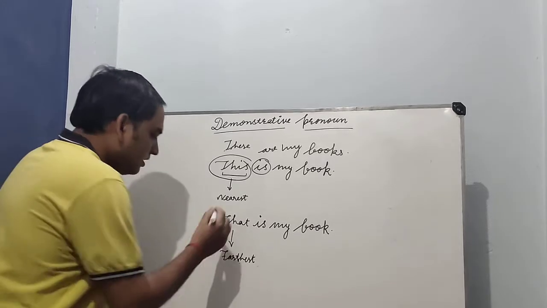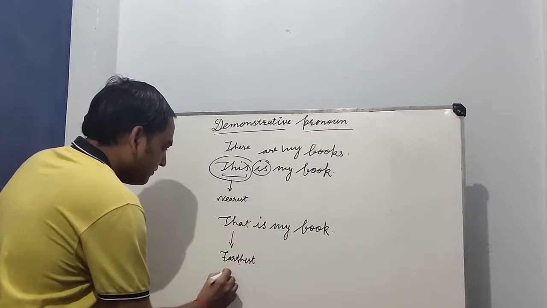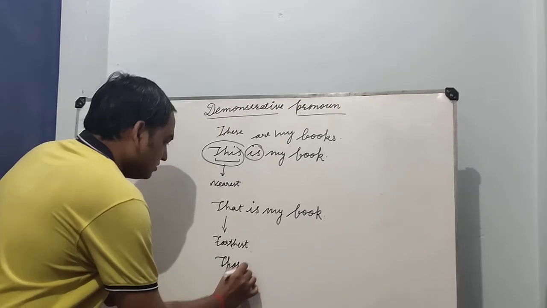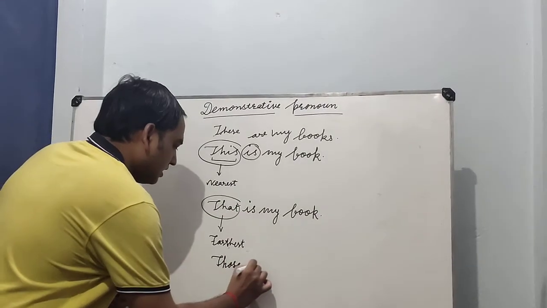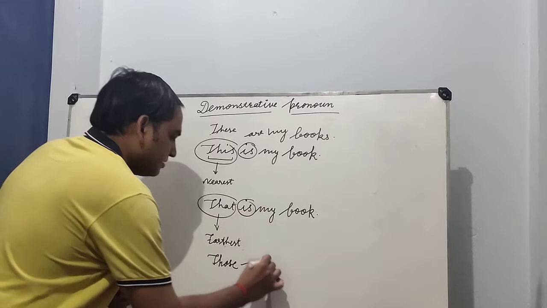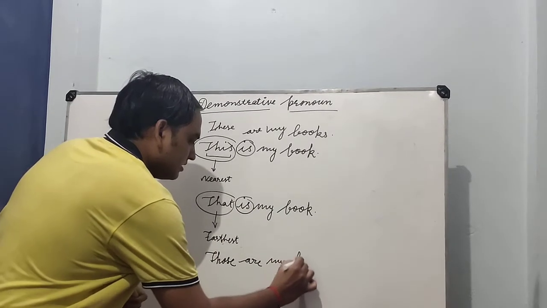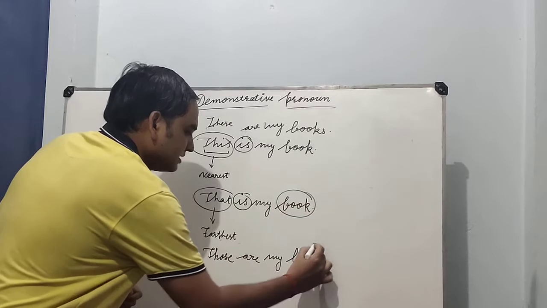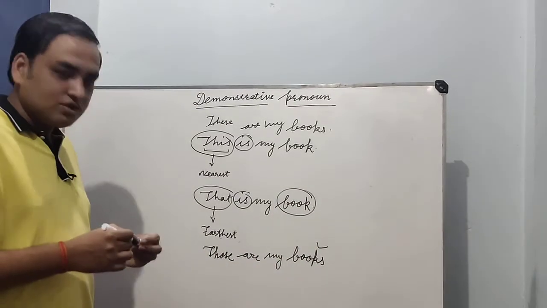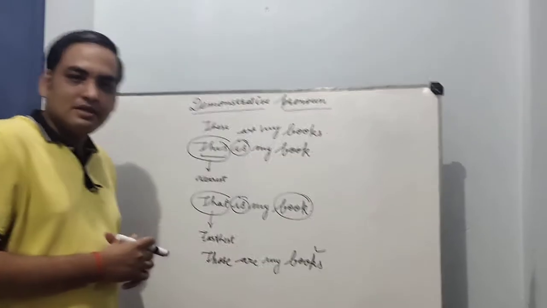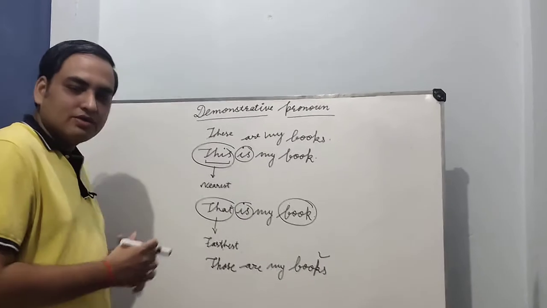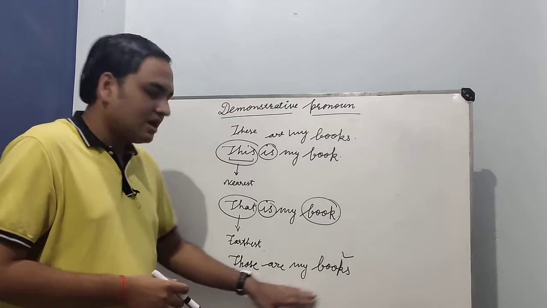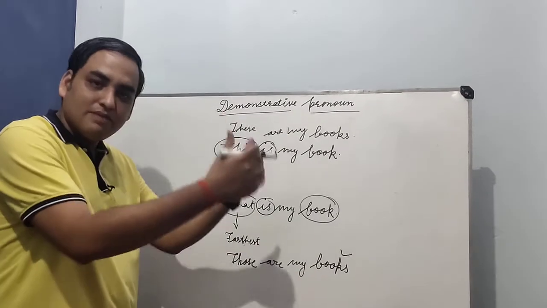Here we will use a similar approach. I can write here, those are my books. Here is book, but here is books. So we are talking about things that are more in quantity, persons that are more in number. Those are my books. वे मेरी बुक्स हैं.